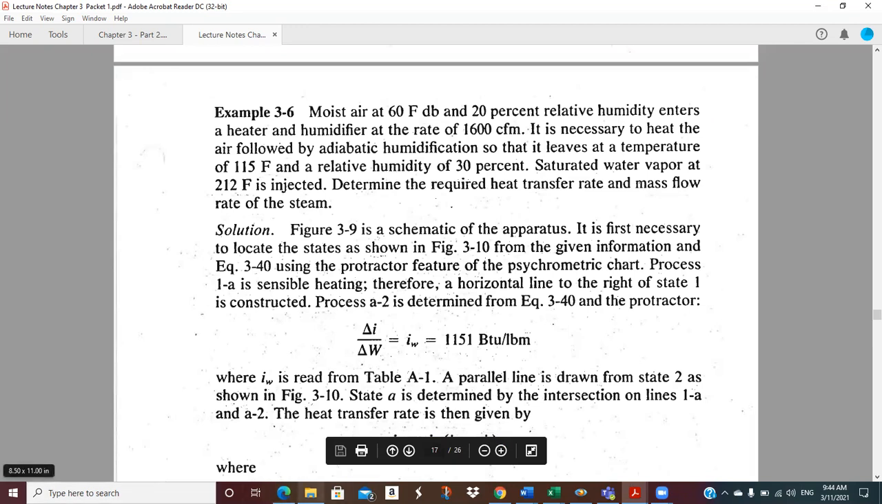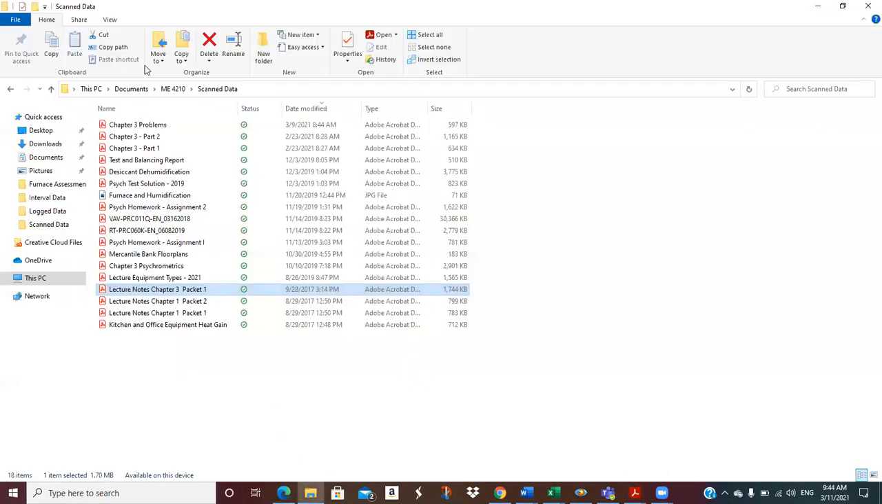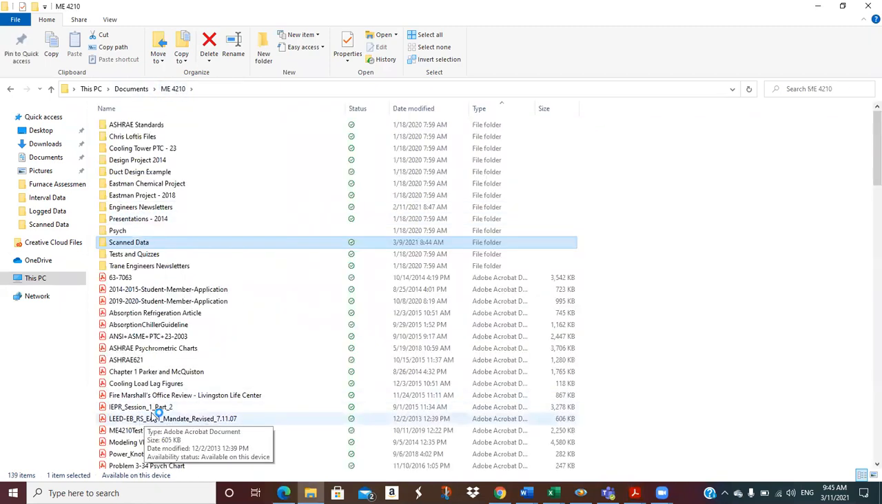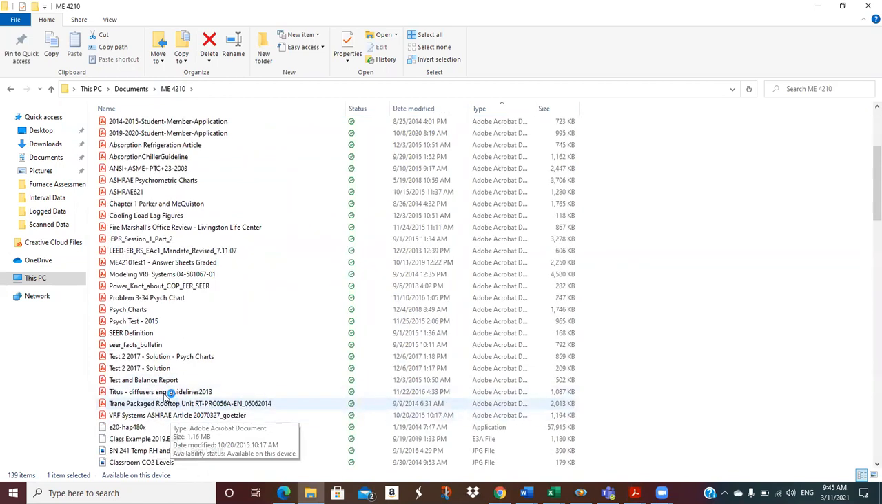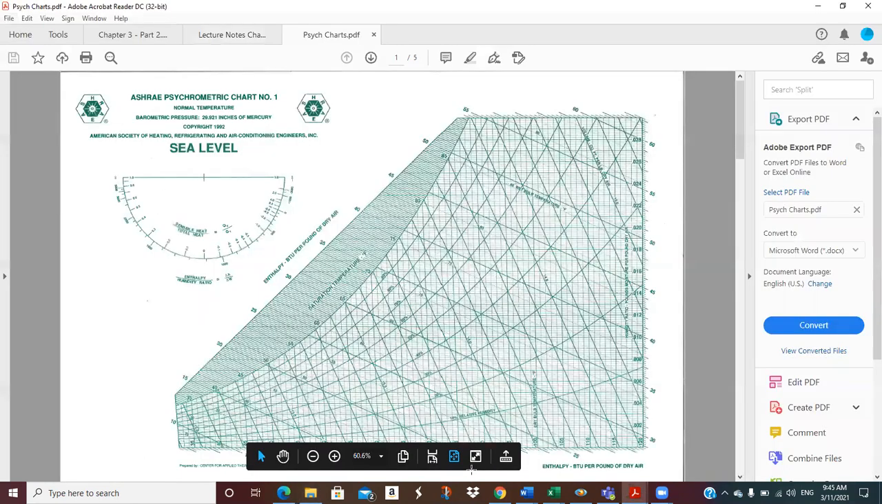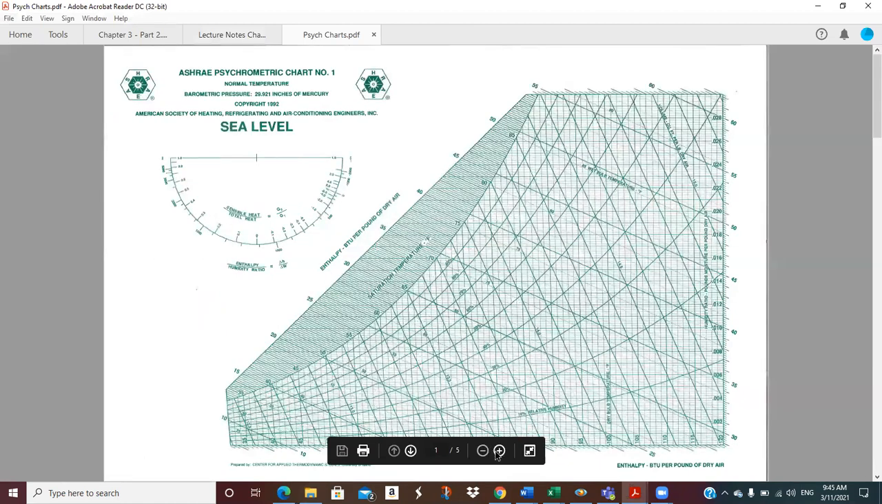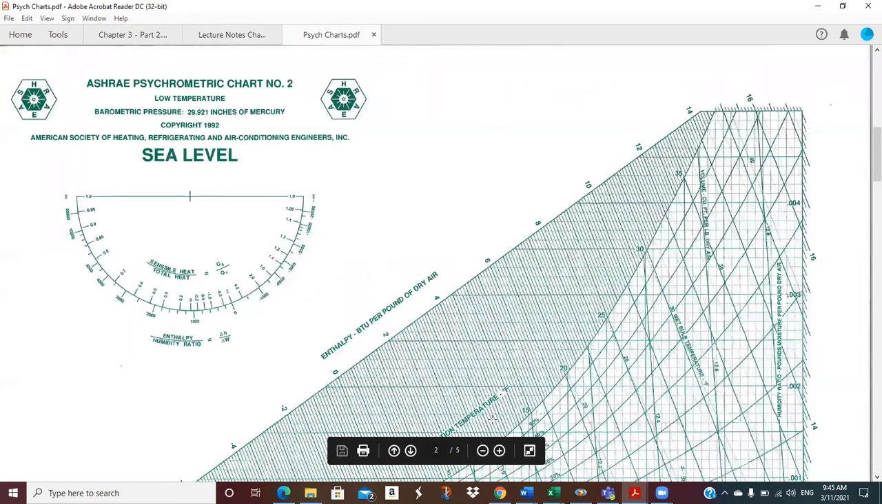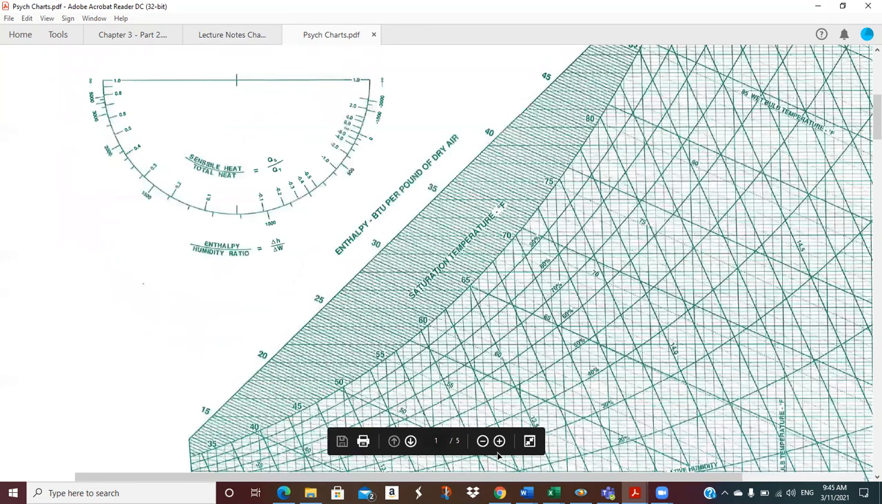Let me open my psych chart. I hadn't really done that today. Let's see. Put that back here. Psych charts, these are the good ones. And we can do that, and make it a little bit bigger so we can see it. Maybe a little bit better. This thing jumps.